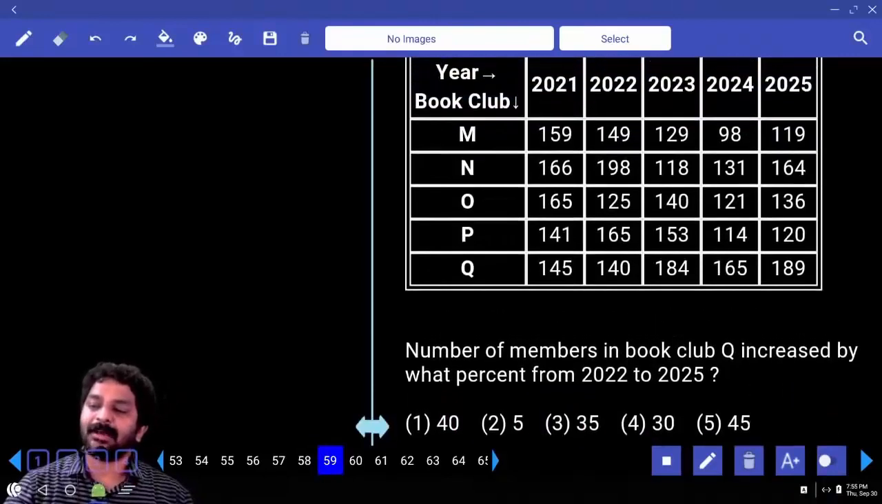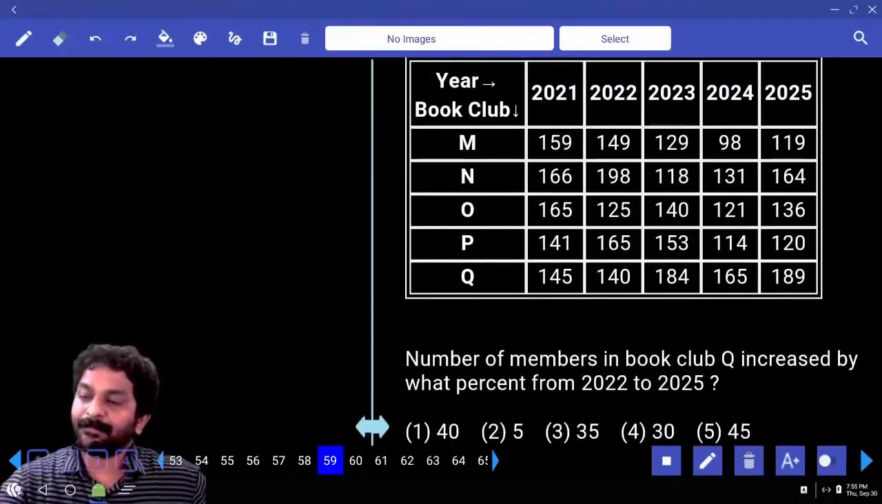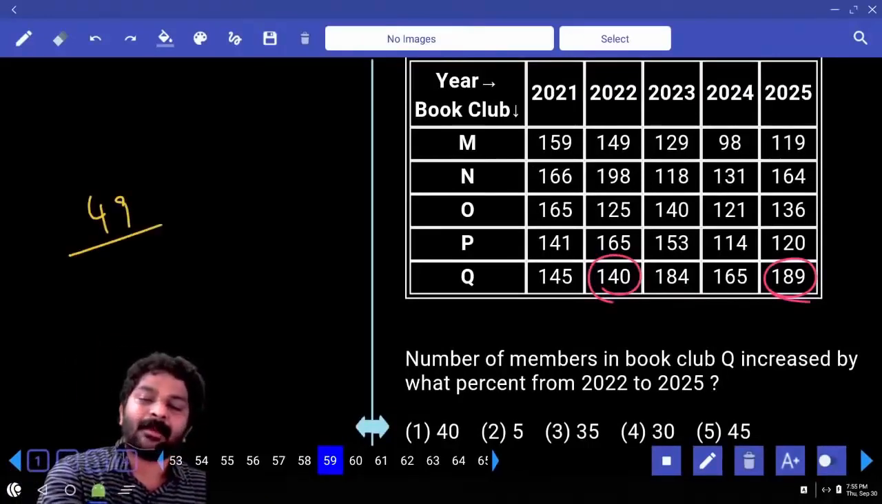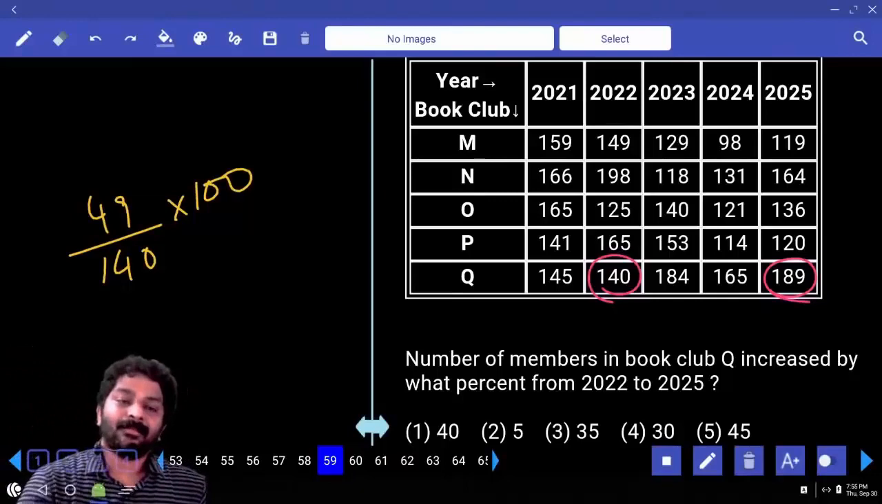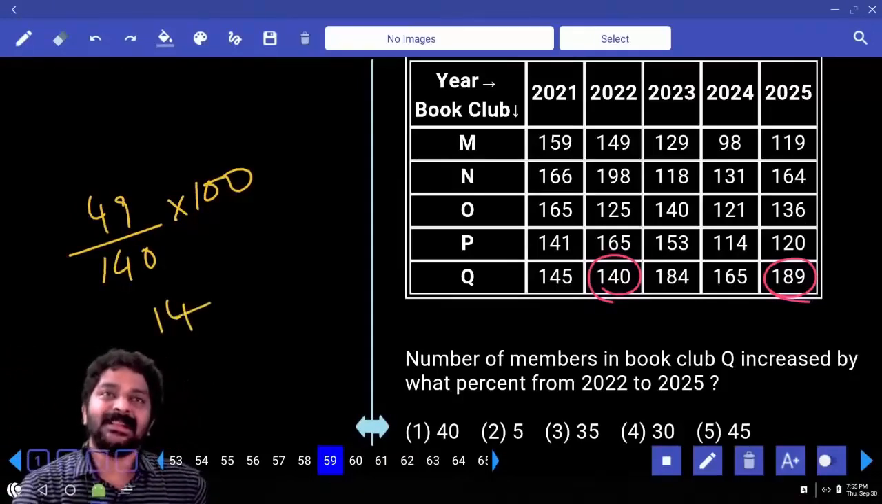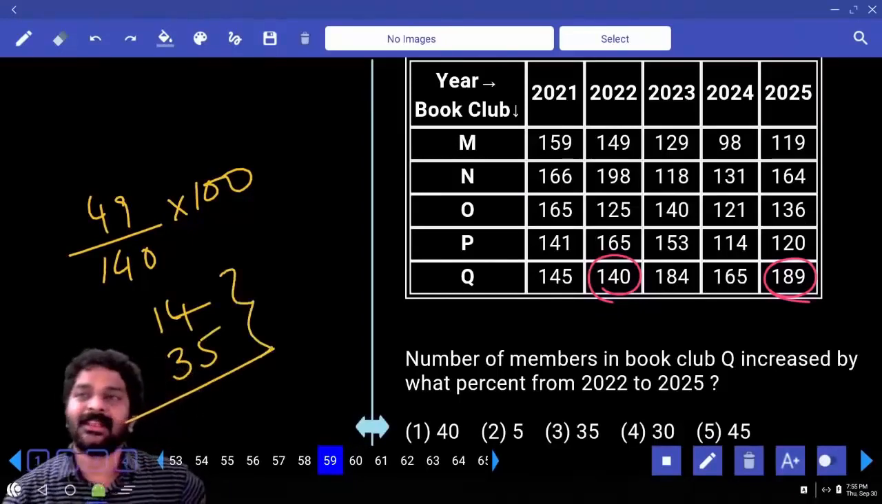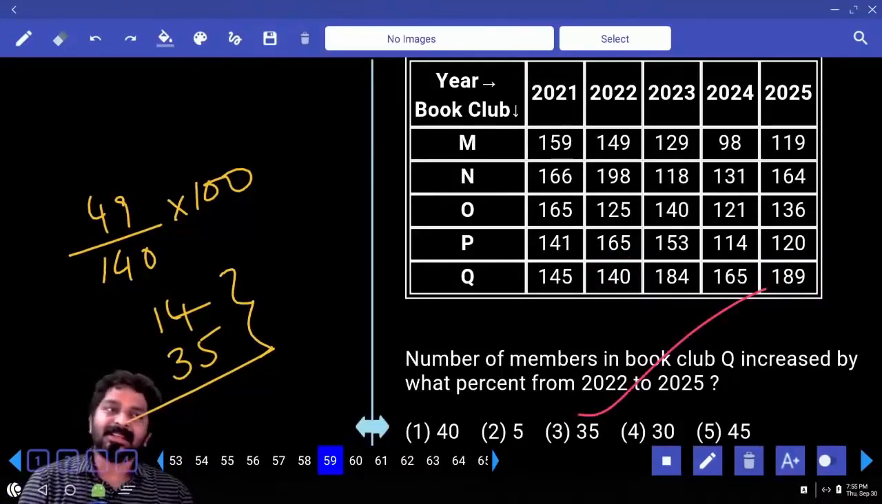The number of members in book club Q increased by what percent from 2022 to 2025? Q in 2022 is 140, in 2025 is 189, increased by 49 from 140, so 49 by 140 into 100. What is 10 percent of the denominator? Come on. What is 50%? What is 25%? 35 plus 14 is equal to 49 only. 10% plus 25%, answer 35 percent, final answer.